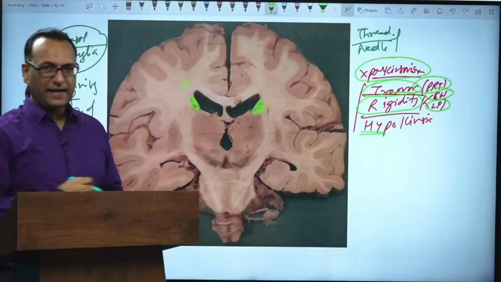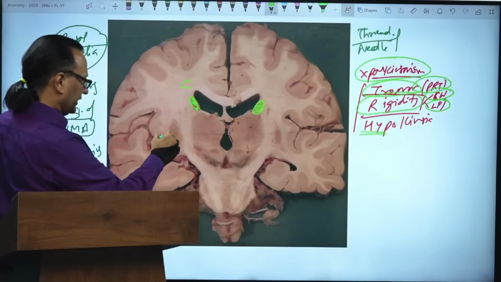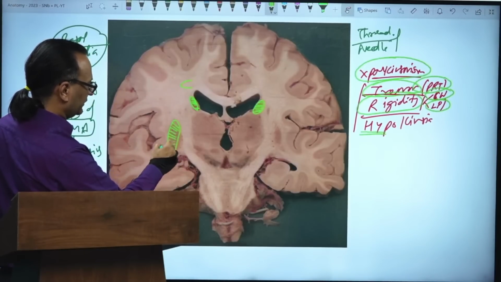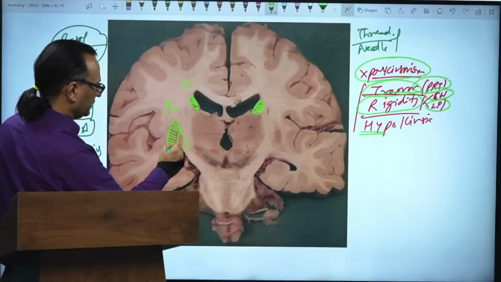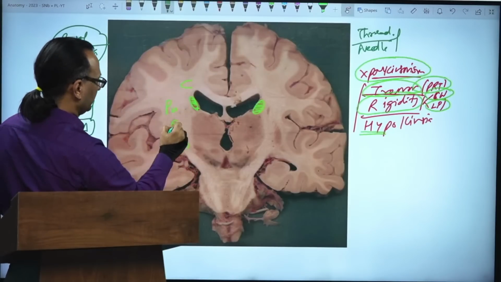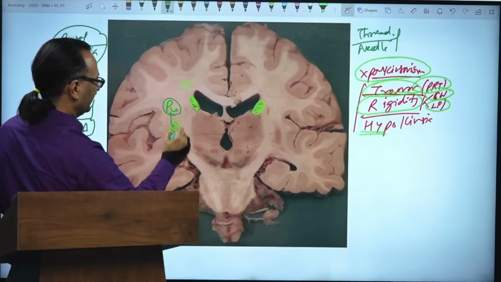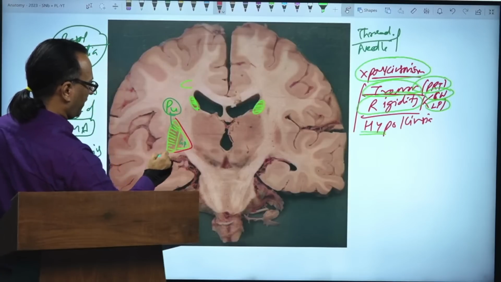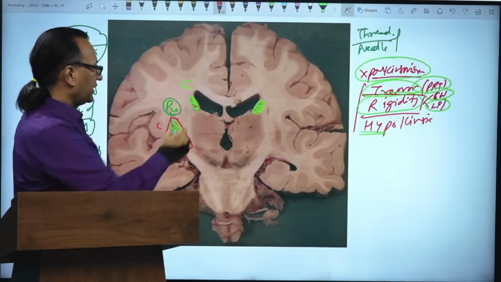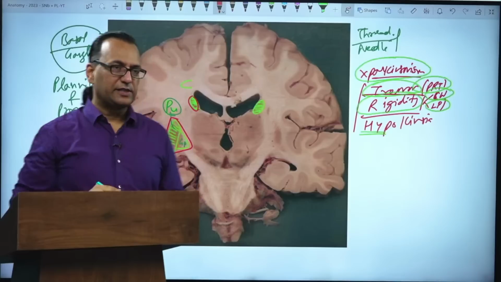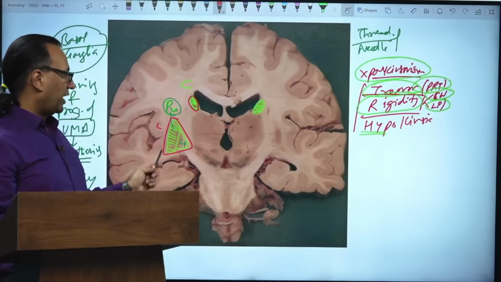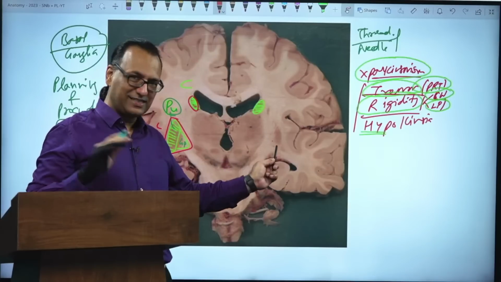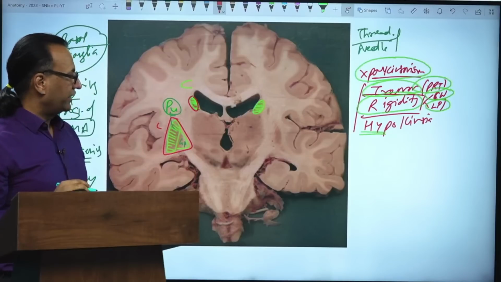Okay, what is the second one? The second one, you can see here, is the putamen. And what is the third one? The globus pallidus. So, this is the putamen and that is the globus pallidus. Together they are called the lentiform nucleus, because of its lens shape. So, these are the three structural components of basal ganglia: caudate nucleus, putamen and globus pallidus. On that side the section is oblique, so details are not that clear, but on this side it is clear.